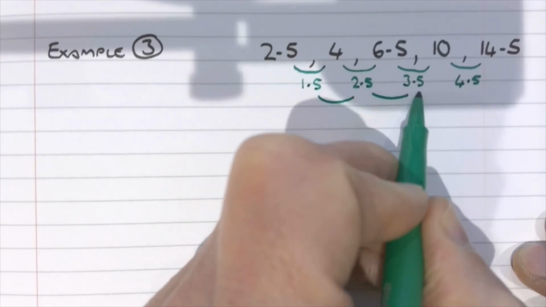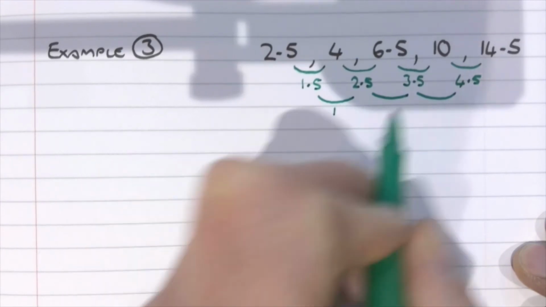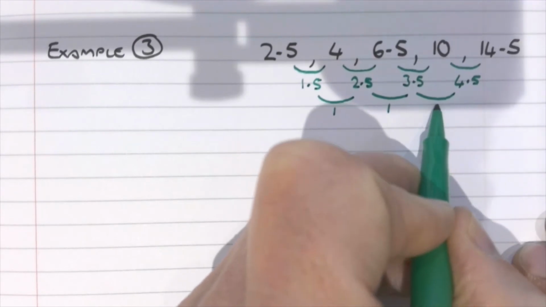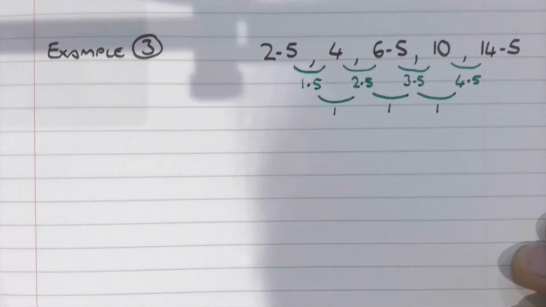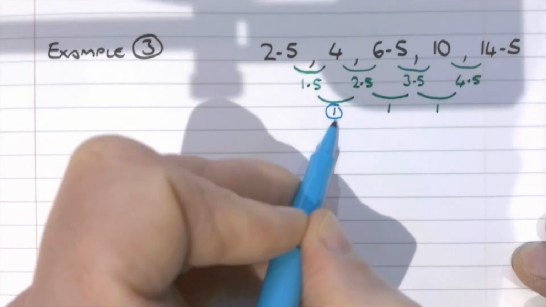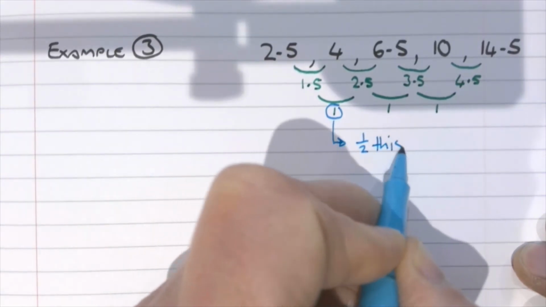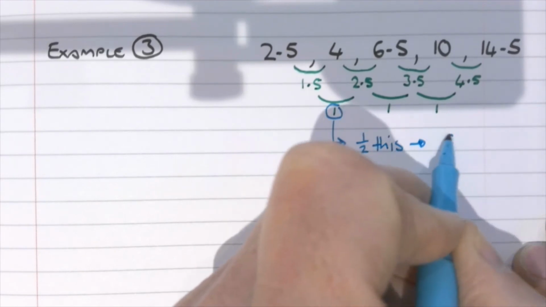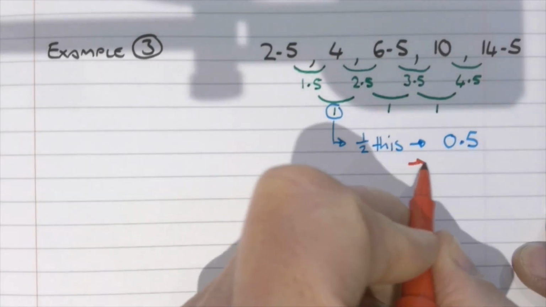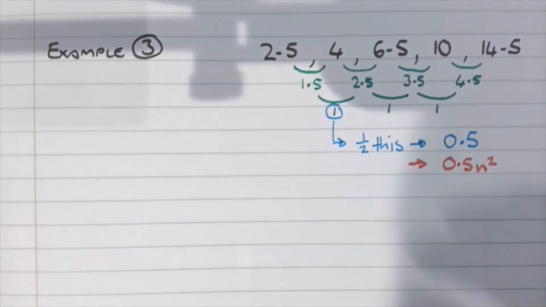We just need to do another level of difference. How are we going from 1.5 to 2.5? Add 1. 2.5 to 3.5? Add 1. 3.5 to 4.5? Add 1. So, like before, what we need is half this, okay? So half of that is 0.5. Now this tells us that what we've actually got going on here is 0.5n squared, okay?